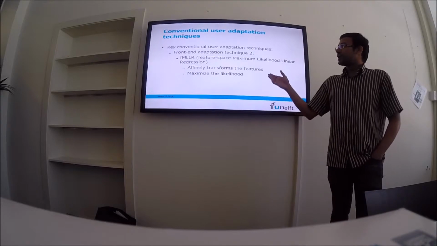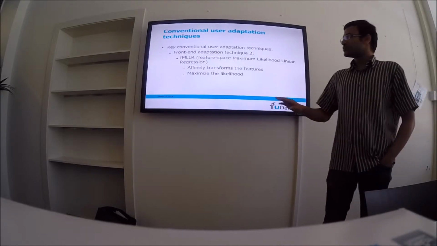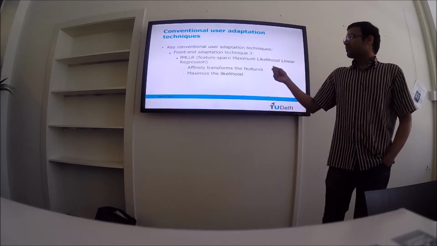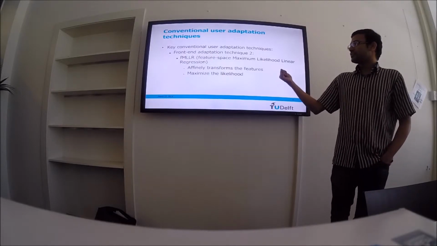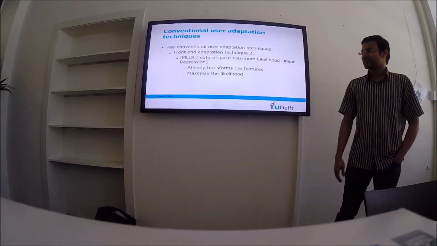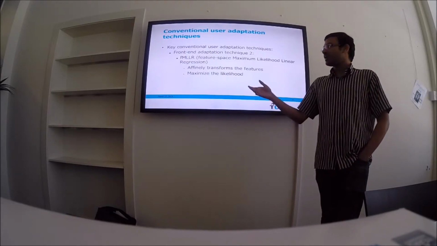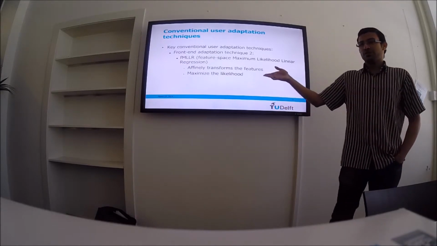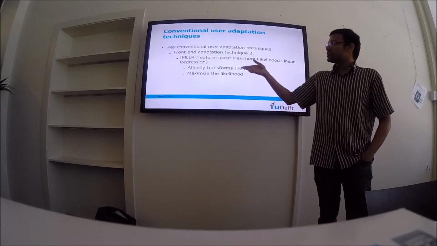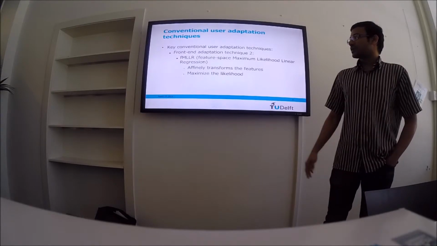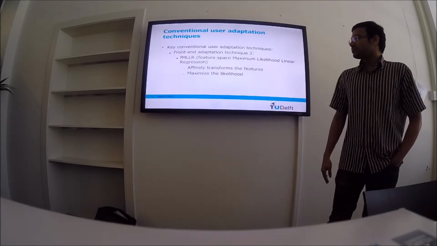The second front-end adaptation technique, which is much more commonly used, is FMLLR, the feature space maximum likelihood linear regression technique. It uses affine transforms to transform the features, and it also uses the maximum likelihood criterion to find the proper features.